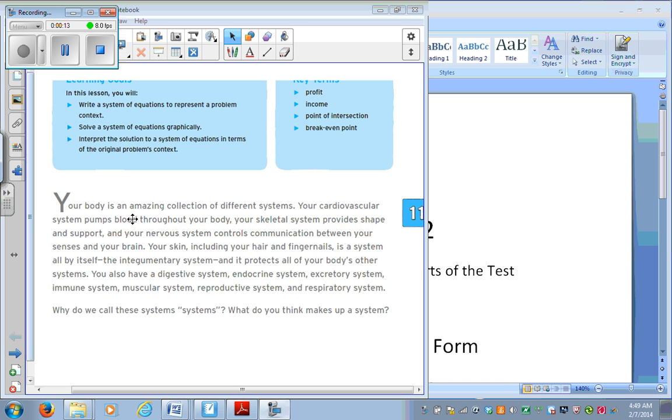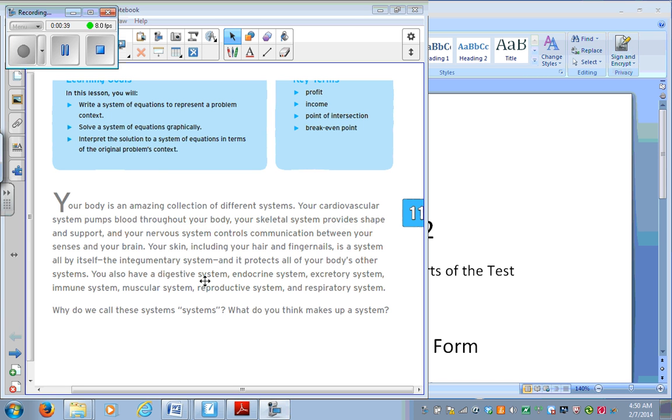Your body is an amazing collection of different systems. Your cardiovascular system pumps blood throughout your body. Your skeletal system provides shape and support. And your nervous system controls communication between your senses and your brain. Your skin, including your hair and fingernails, is a system all by itself, the integumentary system, and it protects all of your body's other systems.